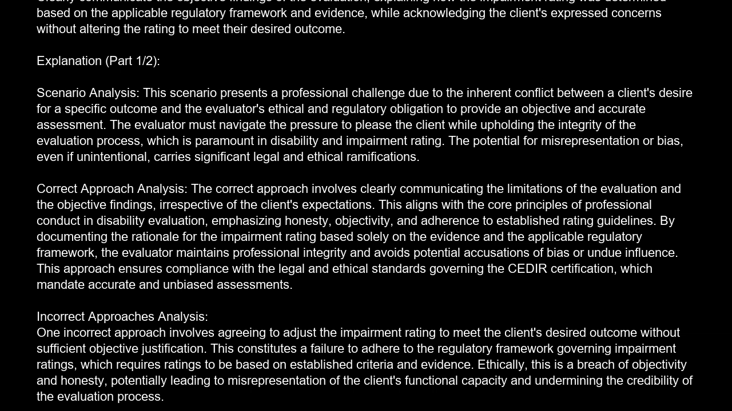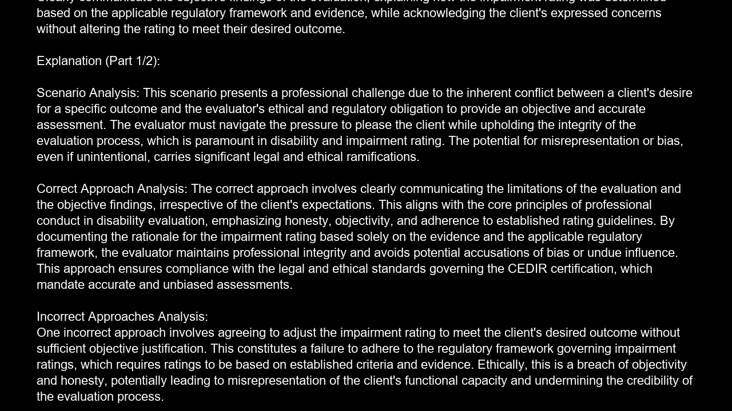Explanation. Scenario analysis. This scenario presents a professional challenge due to the inherent conflict between a client's desire for a specific outcome and the evaluator's ethical and regulatory obligation to provide an objective and accurate assessment. The evaluator must navigate the pressure to please the client while upholding the integrity of the evaluation process, which is paramount in disability and impairment rating. The potential for misrepresentation or bias, even if unintentional, carries significant legal and ethical ramifications.